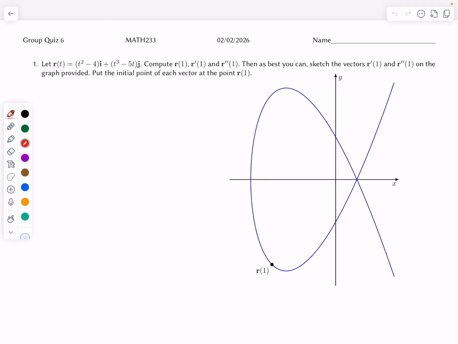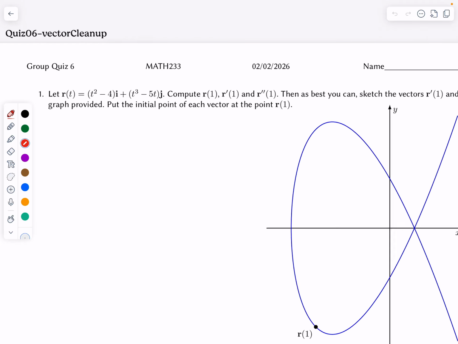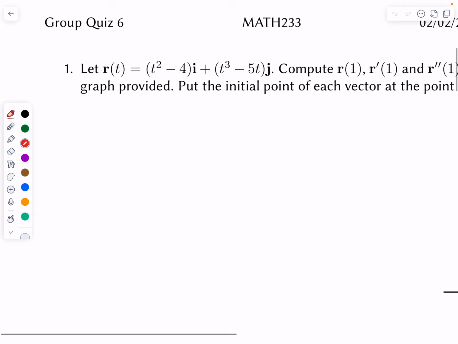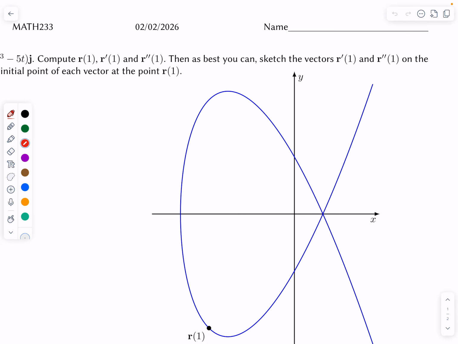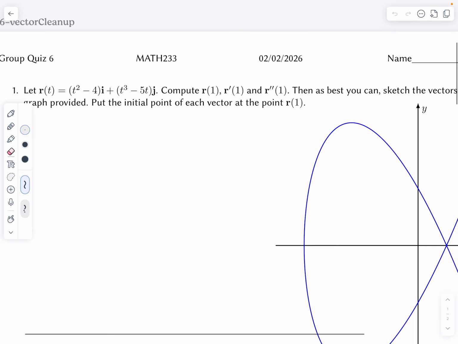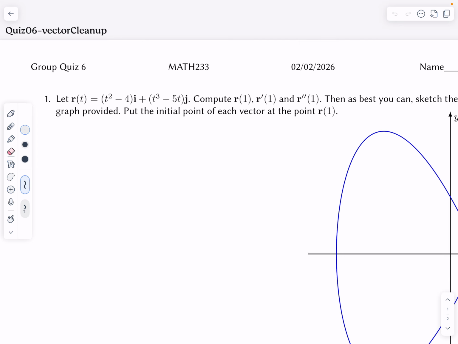All right, well, welcome back. Let's go ahead and do this. This first problem is pretty straightforward. The only difference between what you did in Calc 1 and this is the i and the j, those placeholders to sort of indicate the vector function, the fact that x equals t squared minus 4 and y equals t cubed minus 5t. So the derivative is easy.